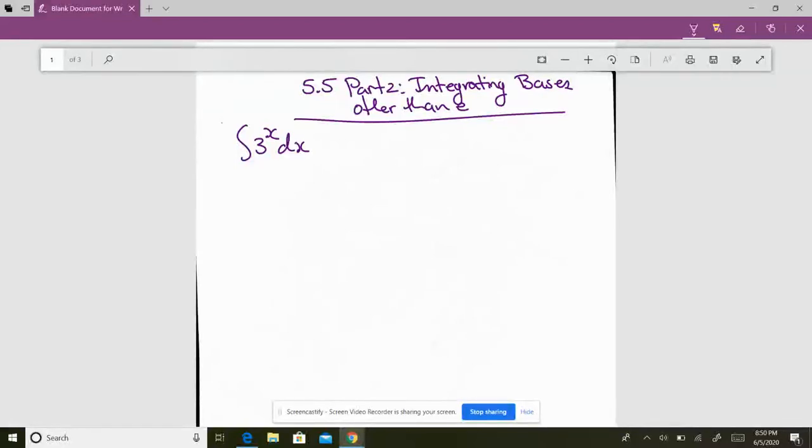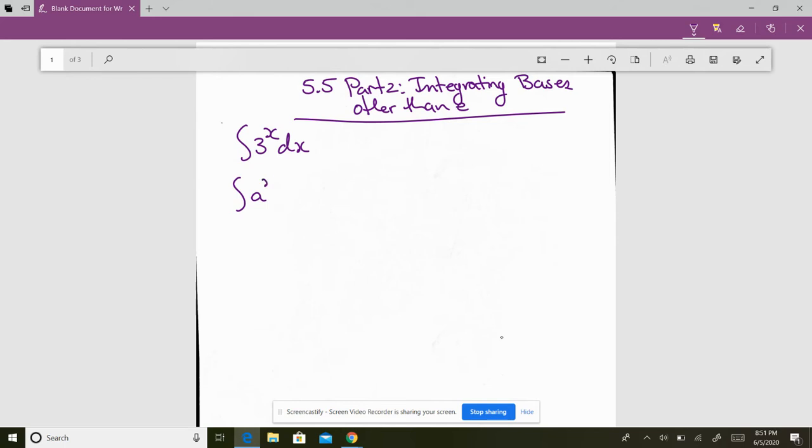All right, everybody, last lesson of Calculus 12, integrating bases other than e. So this is things that look like this, the integral of 3 to the power of x dx. This is not intuitive, and I'm going to show you where the formula comes from. This is actually one of the formulas that is useful to remember, but it's also good to understand where it comes from. So the derivation of the formula.